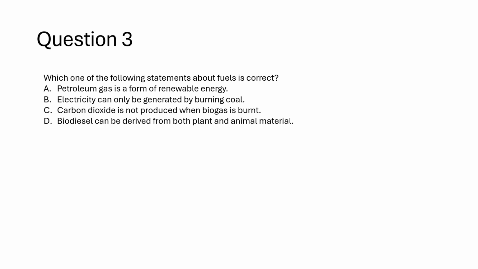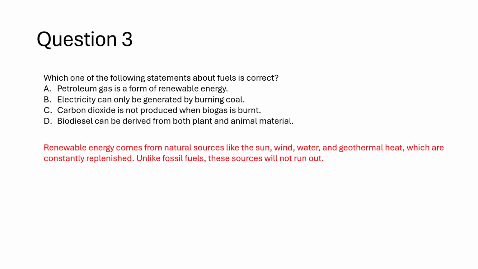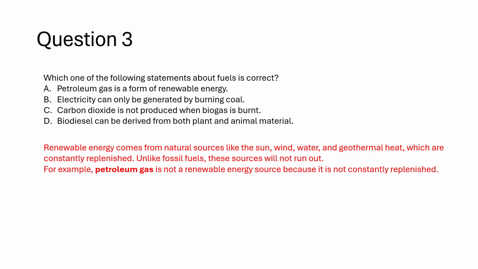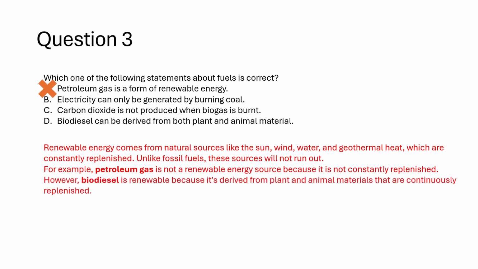Renewable energy comes from natural sources like the sun, wind, water, and geothermal heat, which are constantly replenished. Unlike fossil fuels, these sources will not run out. For example, petroleum gas is not a renewable energy source because it is not constantly replenished. However, biodiesel is renewable because it's derived from plant and animal materials that are continuously replenished.